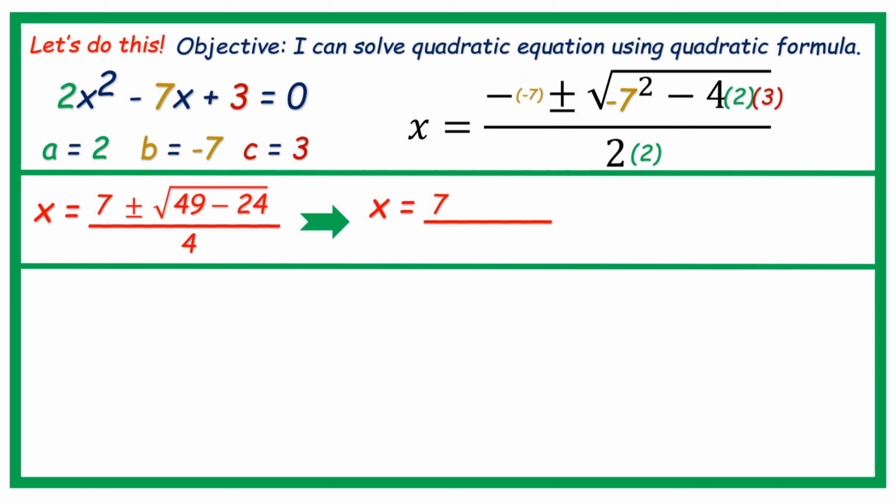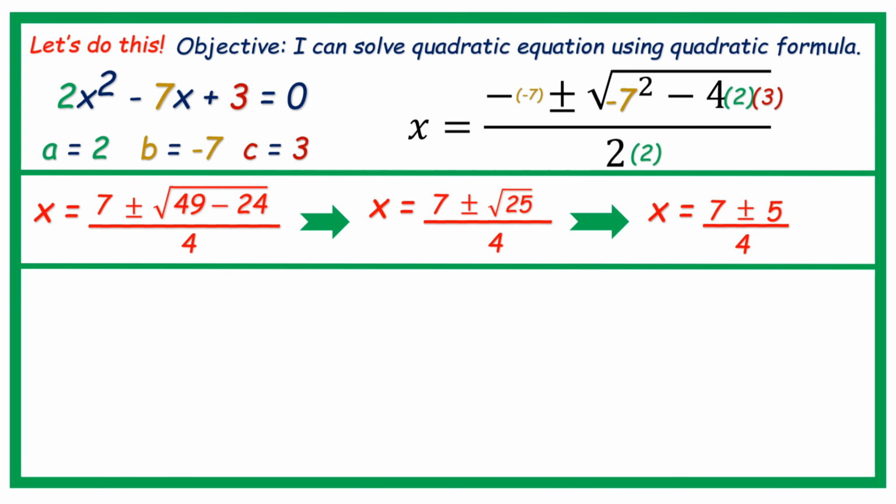Let's continue. X equals 7 plus or minus the square root of 49 minus 24. The answer is 25. So let's just copy the square root of 25. Then let's just copy 4. Let's proceed. X equals 7 plus or minus, what is the square root of 25? You got it, that's 5. And just copy 4. See? Easy, right? But we're not yet through.